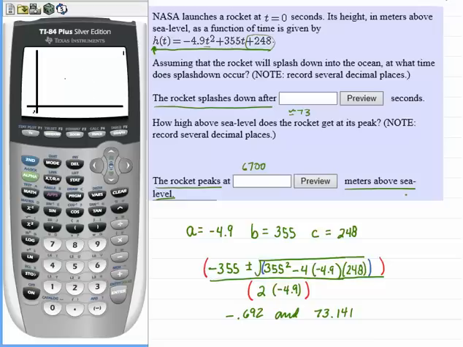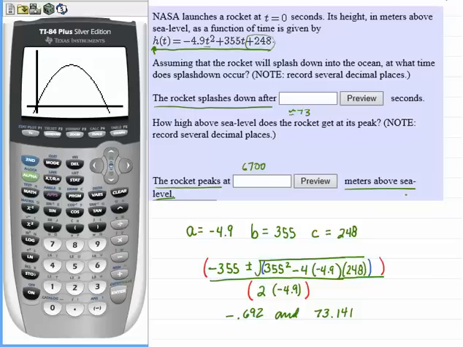Now when I graph, there it is. I can see the rocket. So really the two values I'm looking for is the maximum point of the rocket, and I want to know the height, not how many seconds. I want to know how high that is, and I also want to know what this 0 is over here.